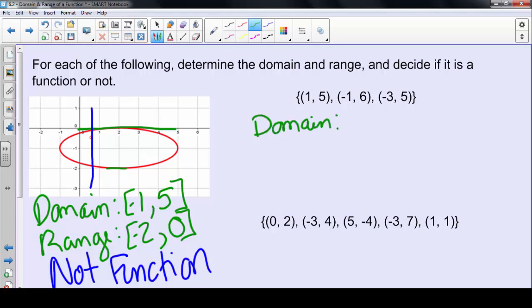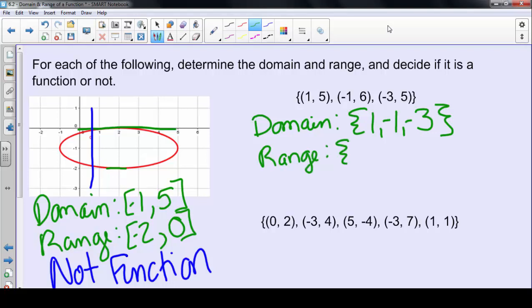So our domain is just our x values, so we just want to literally list your x values. Notice it's not a range, because even though 0 happens to be between here, we don't actually have an ordered pair with a 0, so we want to use only what's given. So then our range, just our y values.